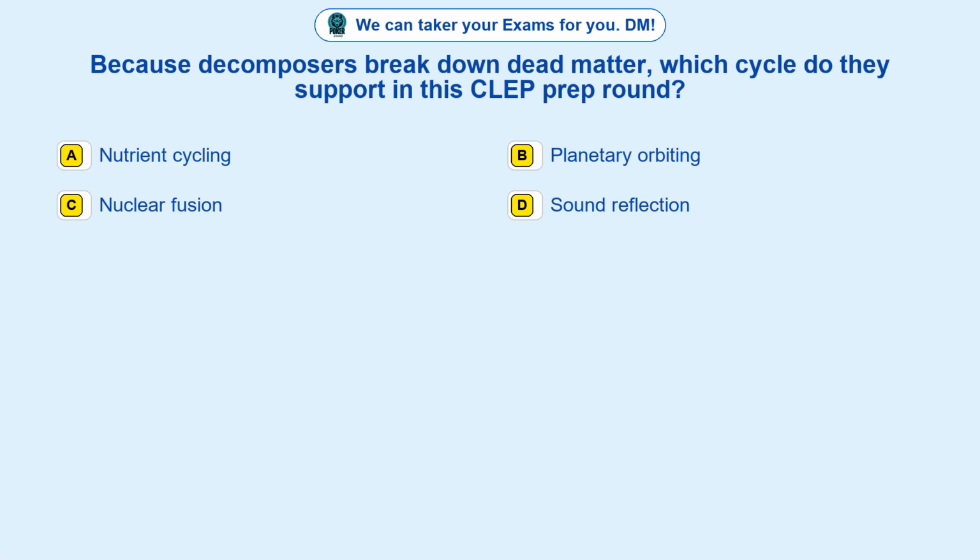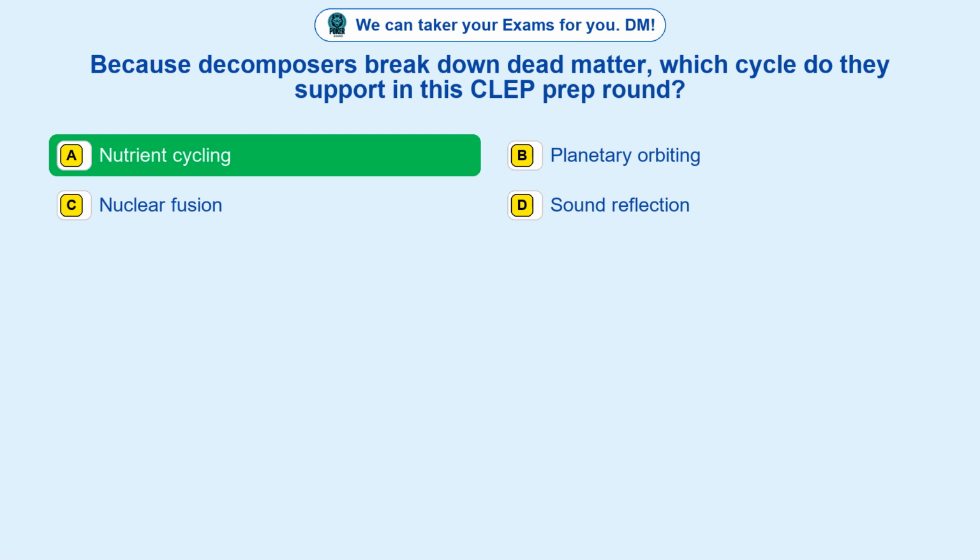Question 19. Because decomposers break down dead matter, which cycle do they support in the CLEP prep round? Option A. Nutrient cycling. Option B. Planetary orbiting. Option C. Nuclear fusion. Option D. Sound reflection. The correct answer is option A.